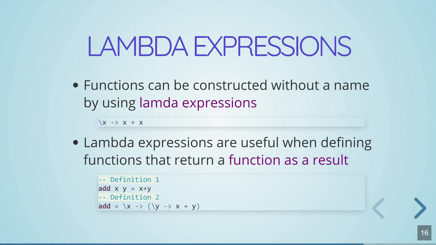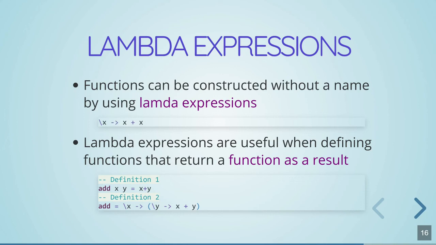Lambda expressions are going to be very, very useful in a bit, although at the moment you might not see a use for them, but just take my word for it. So lambda expressions are a way of writing anonymous functions. So these are functions without a name. So instead of writing, say, f of x equals x plus x, you just write backslash x, and then you use this arrow, and then you write the function definition.